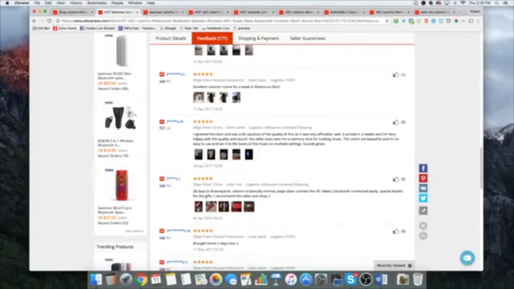Let's look at the English one. It says, I received this item and was a bit cautious of the quality at first as it was very affordable. Well, it arrived in 2 weeks and I'm very happy with the quality and sound. The seller even sent me a memory stick for holding music. The colors are beautiful and it's so easy to use and set it to beats of music on multiple settings. Sounds great. So cool, they like it.